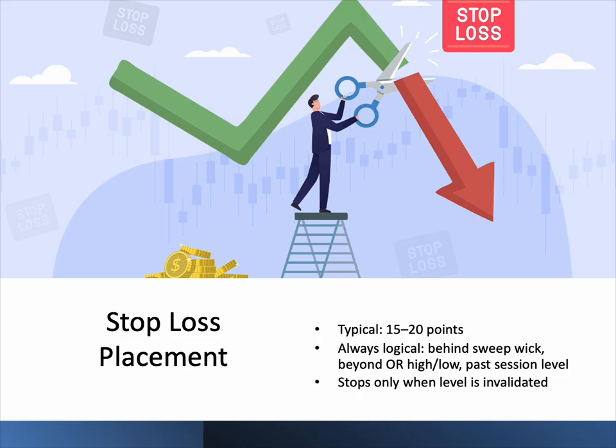Now, for my stop loss, okay? I always put a stop loss, by the way. Please don't trade without a stop loss, guys. You have to put a stop loss. I typically aim for around 15 to 20 points. I'm going to be honest with you, I usually go for around 17, 18 points for my stop loss to give my trade some breathing room, right?